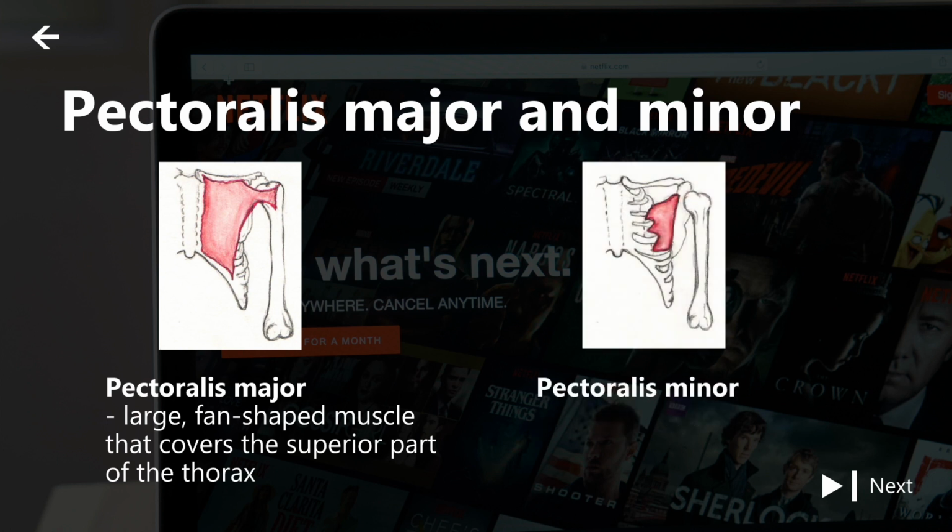The pectoralis minor, on the other hand, lies in the anterior wall of the axilla, where it is almost completely covered by the much larger pectoralis major.